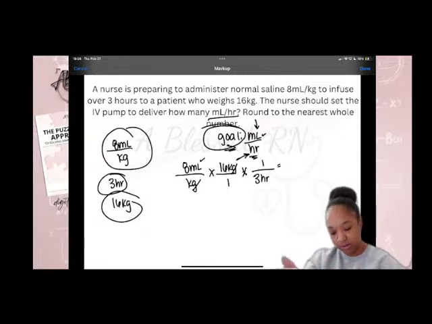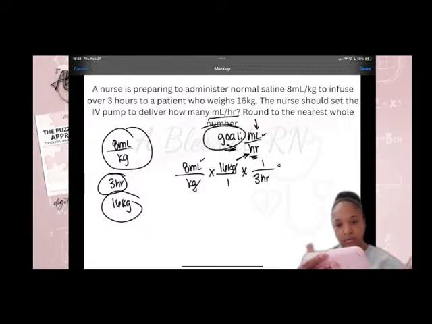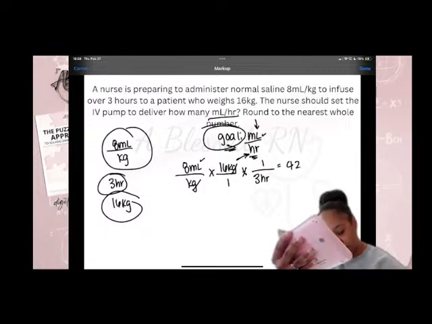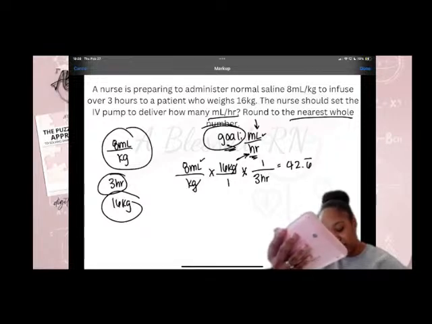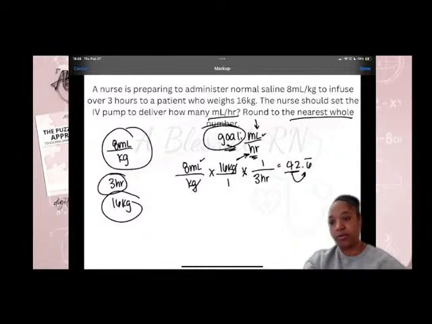All right, so we'll do 8 times 16 divided by 3, which is going to be 42.6 repeating. And it tells us to round to the nearest whole number. So we want to round to the whole number. You start at the whole number, you go 1 decimal place to the right. Because it's 5 or more, we raise the score by 1, right? So 43 mLs per hour.